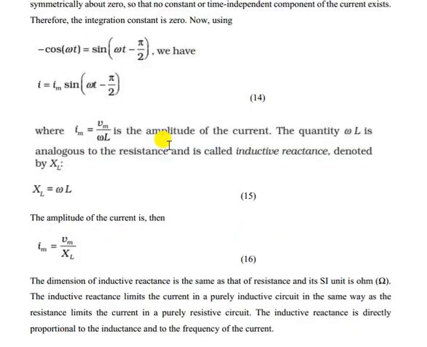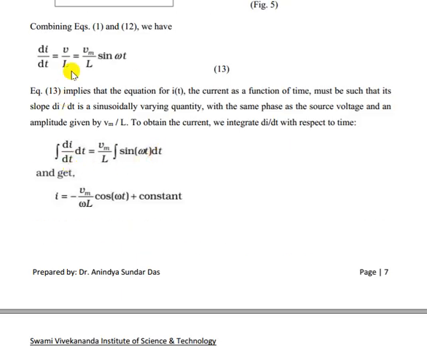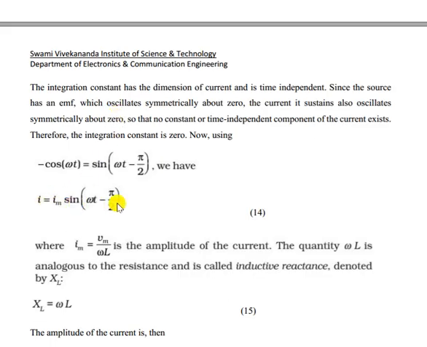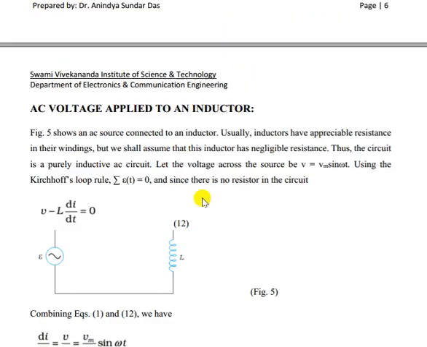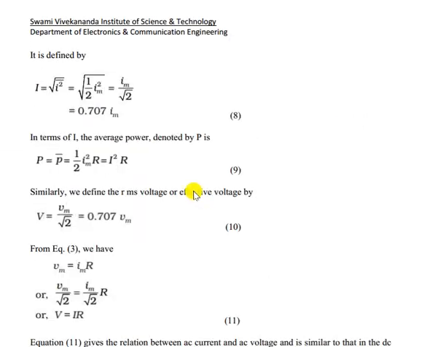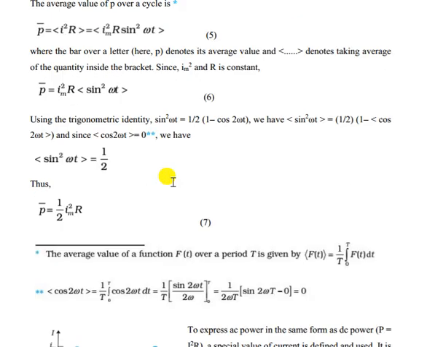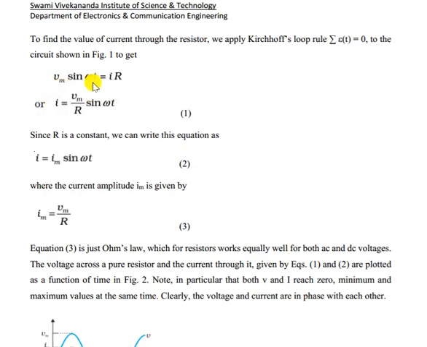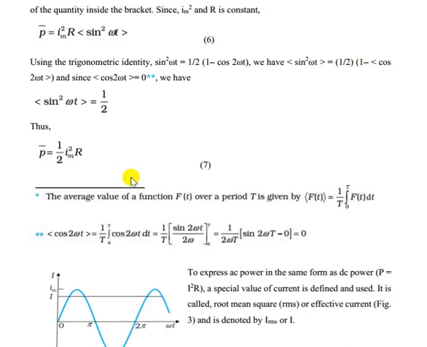Now what we can see here is that V equals Vm sin omega t, but I equals Im sin(omega t minus pi by 2). In the previous resistance case, what we found is that V equals Vm sin omega t and I equals Im sin omega t. There is no phase angle there. Both are the same, only Im for current and Vm for voltage.